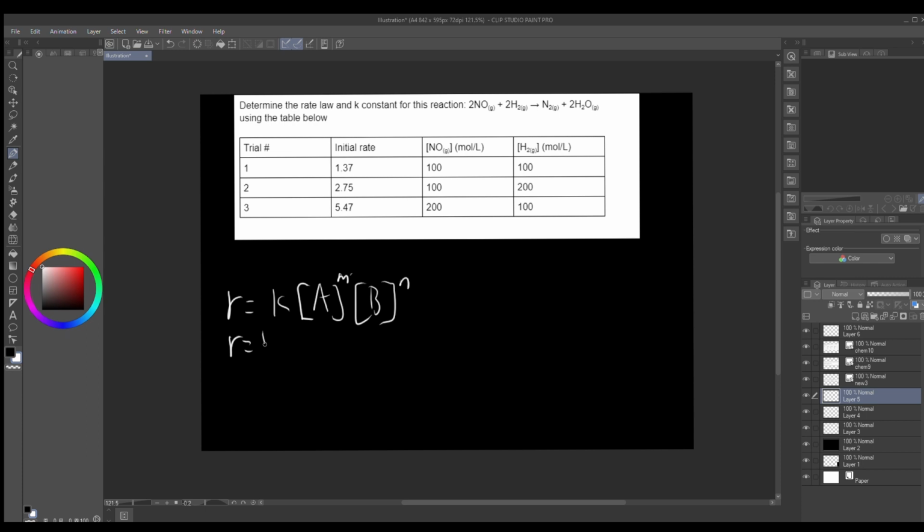So we can rewrite it as R equals K, NO to the power of m, H2 to the power of n.